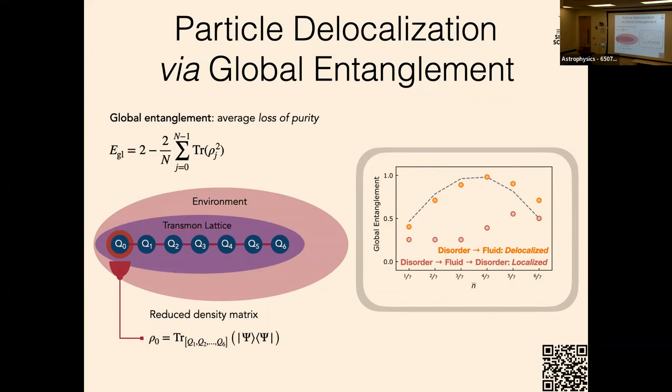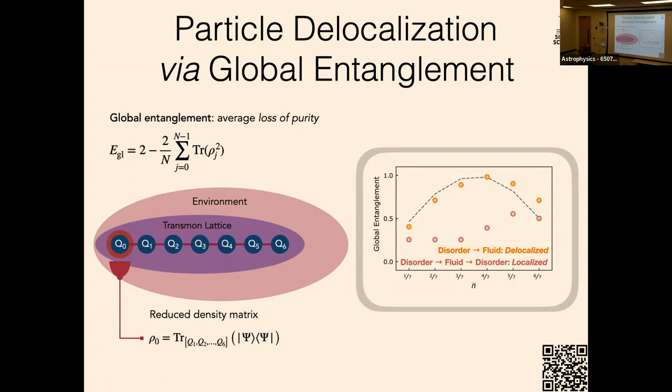Okay, so I don't want to talk too much about this slide except to say that we want to measure that the photons are really delocalizing here. And we do this by measuring the purity of the single site density matrices, right? And what we see is that in this superfluid phase, that purity goes way down, which says that the sites are entangled with one another.